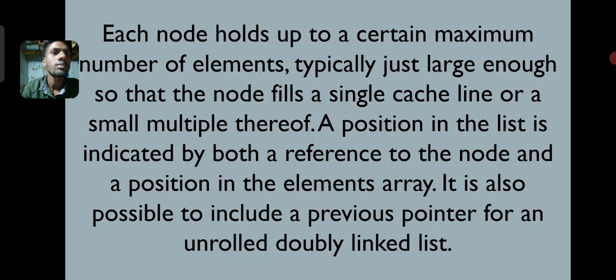Each node holds up to a certain maximum number of elements, typically just large enough so that the node fills a single cache line or a small multiple thereof. A position in the list is indicated by both a reference to the node and a position in the elements array. It is also possible to include a previous pointer for an unrolled doubly linked list.